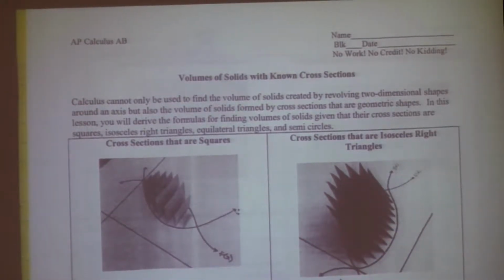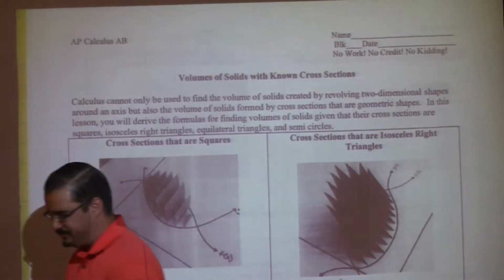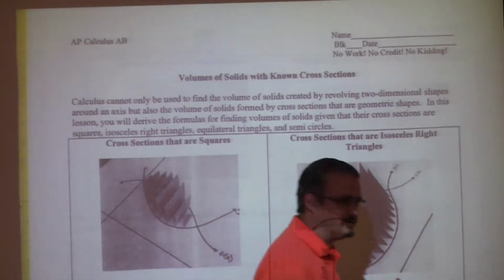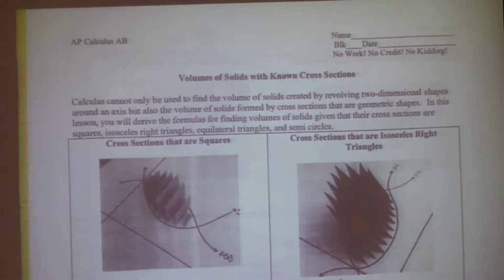Today instead of revolving it around a particular axis, what we're going to do is get these shapes, these geometric shapes, whether they're squares, isosceles triangles, equilateral triangles, semicircles, and put them on top of the bounded space. Let's say we had a flat space like this and we're getting that cross section like a particular rectangle and putting it on there. And I'm putting a whole bunch of them on there for that entire shape. And what it's doing is creating a three-dimensional shape that's coming up like that.